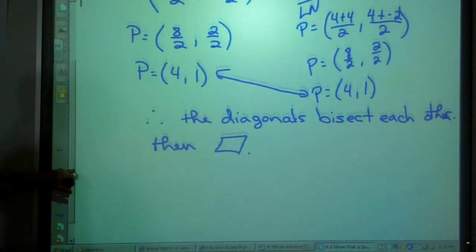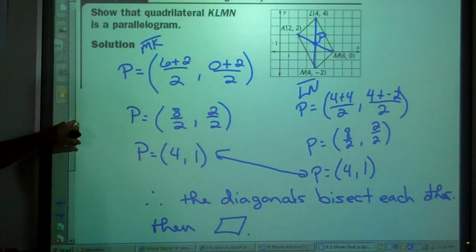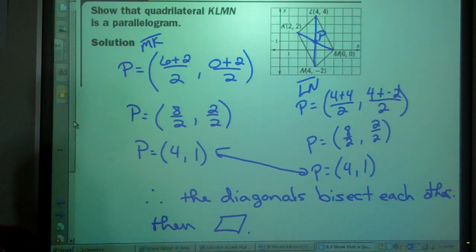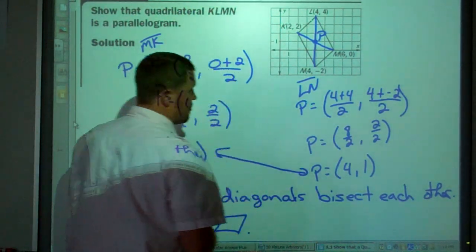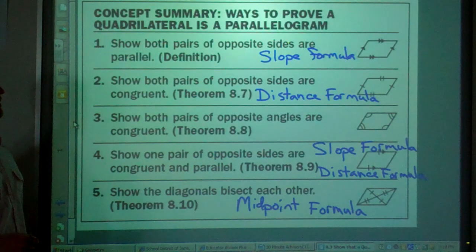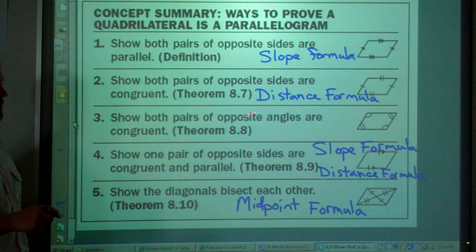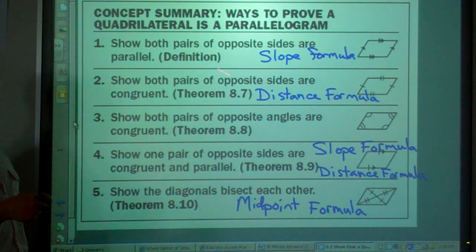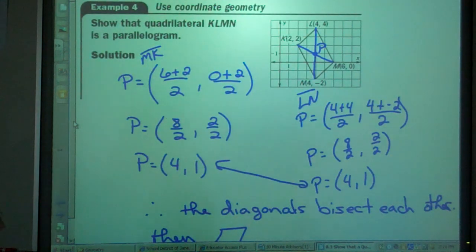Okay? So, please come to class having proved that it is a parallelogram in another manner. And like I said, you have 4 different ways to do that. Well, I used this one, so you have 3 other choices to choose from to prove you have a parallelogram. Okay? Thanks a lot.